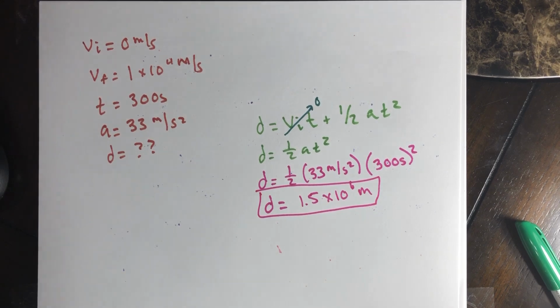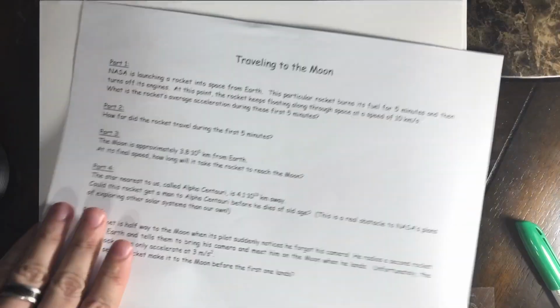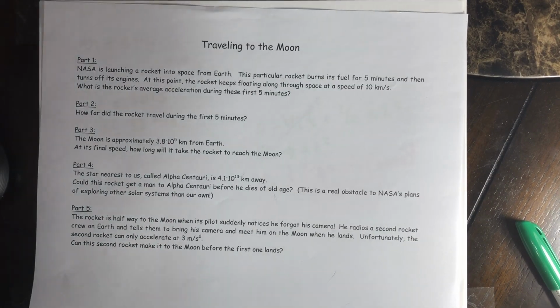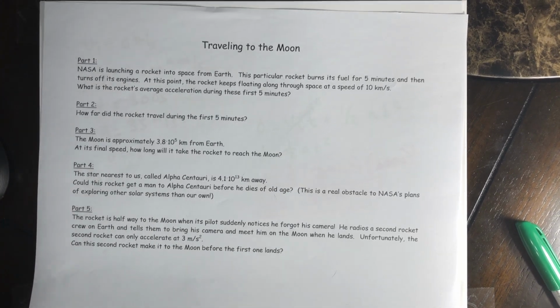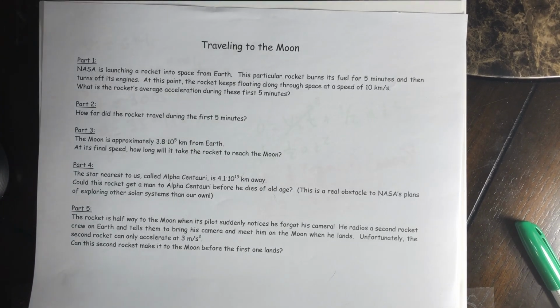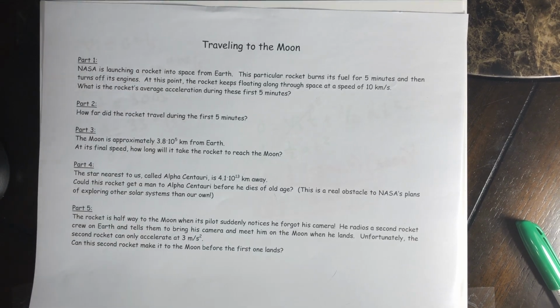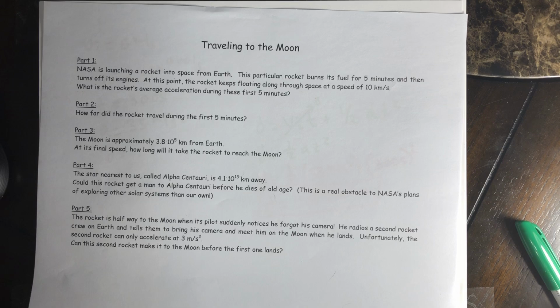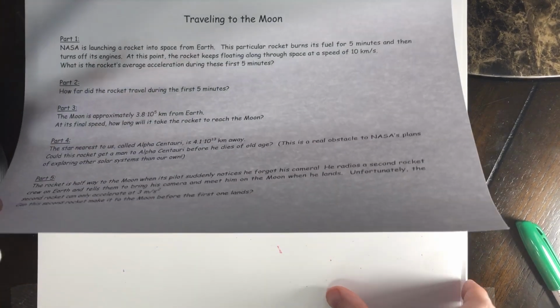All right, so let's look at the third part. Third part now says the moon is about 3.8 times 10 to the 5th kilometers from Earth. At its final speed, so that's 10 kilometers per second, how long will it take the rocket to reach the moon? Now at this point, we're going to assume that it's going at its final speed, 10 kilometers per second the entire way. So again, we're going to start out with a little picture here.